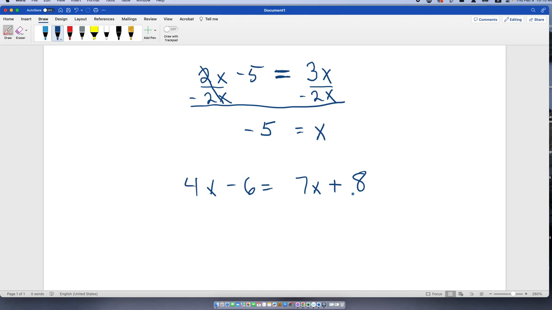You add the 6 to both sides, and then after that you subtract 4 from... There we go. Subtract 4x from both sides. So deal with the fact that the like terms are on opposite sides of the equal sign, opposite sides of the river. Let's get them together first. So either subtract 4x or subtract 7x if you want. You could go either way.